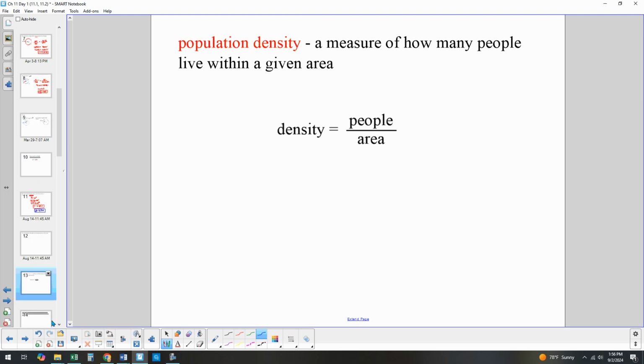Population density is a measure of how many people live within a given area. So we're going to find a density by dividing the number of people by the area we are talking about. And we're going to do this with circular areas right now because that's what we're talking about. So area will usually be in terms of square miles, square feet, square something. So the units for density are always going to be people per square feet or people per square mile.